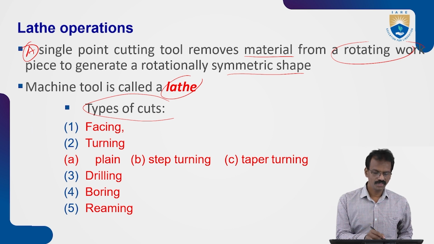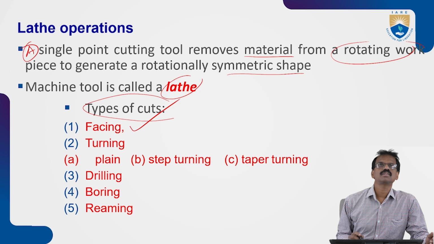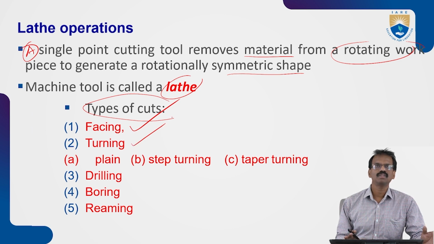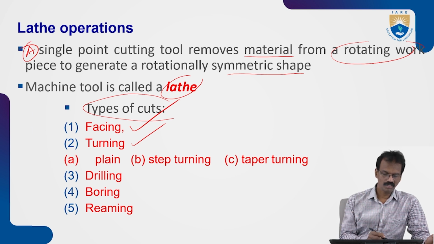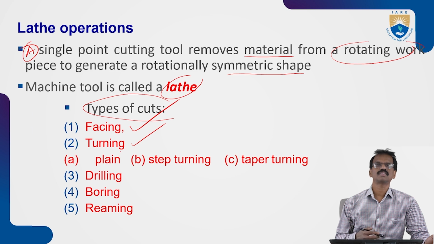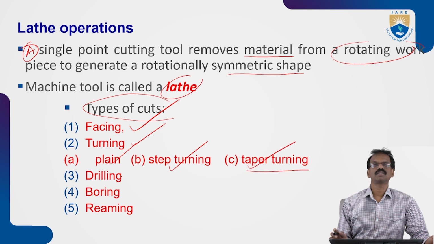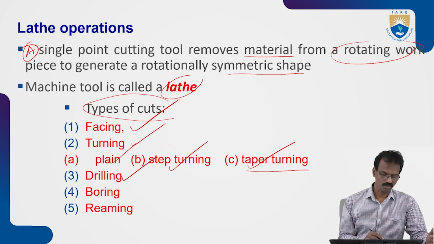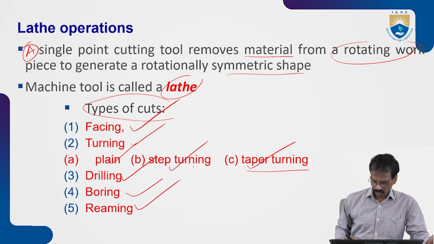The first one is facing. Next one is turning. We'll go through these operations one by one. Turning is of three types: plain turning, step turning, and taper turning, which is also a very important operation. Next one is drilling, making holes, and boring, enlarging the holes, and reaming, finishing the holes. So these are the operations.